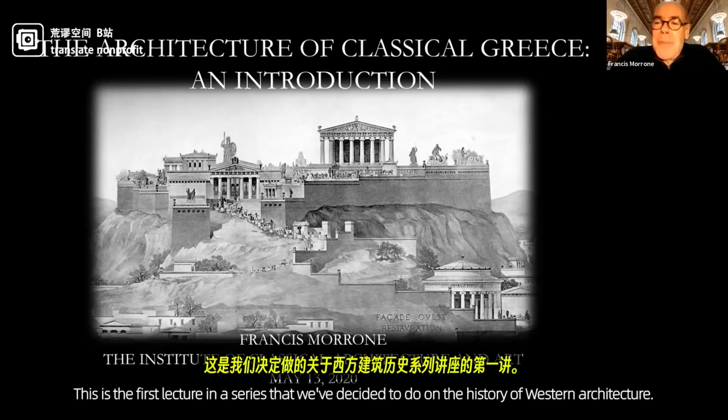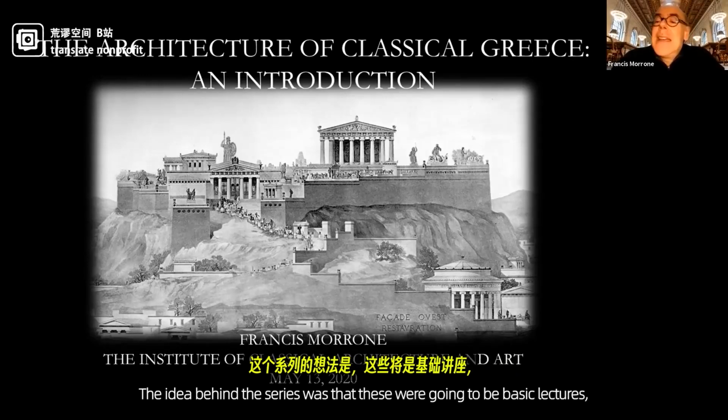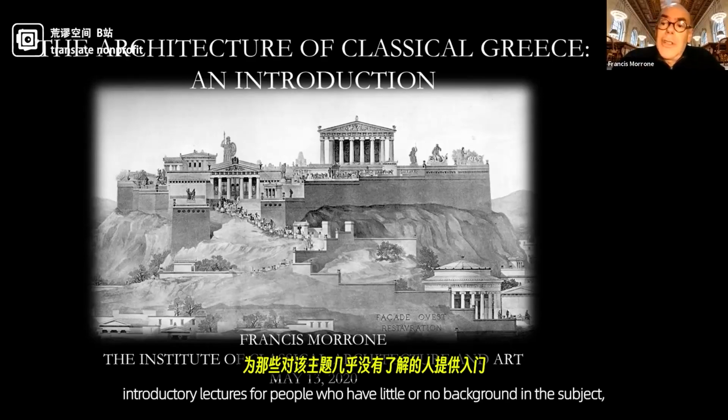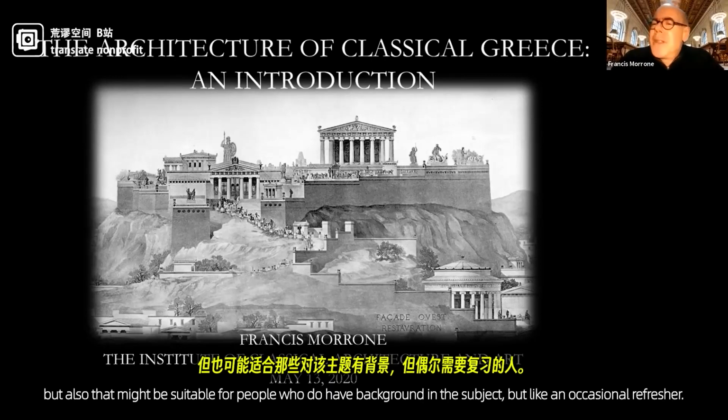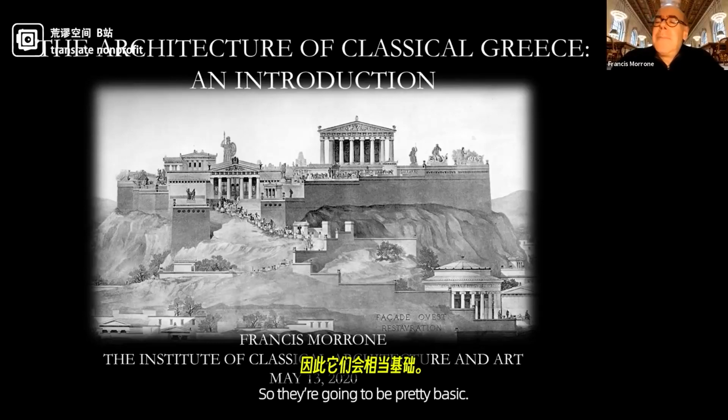Good evening, everyone. This is the first lecture in a series that we've decided to do on the history of Western architecture. The idea behind the series was that these were going to be basic, introductory lectures for people who have little or no background in the subject, but also that might be suitable for people who do have background in the subject, like an occasional refresher.